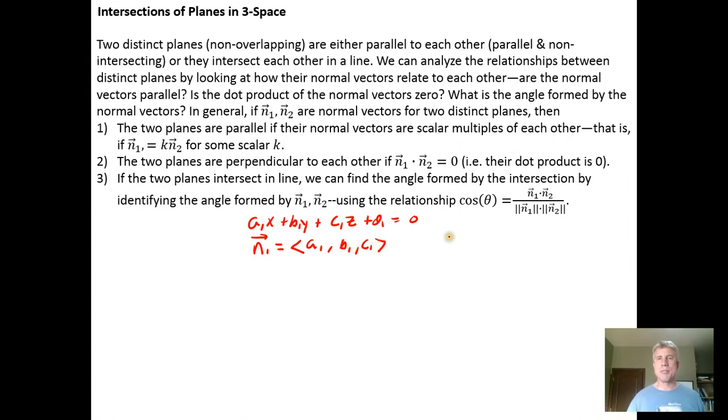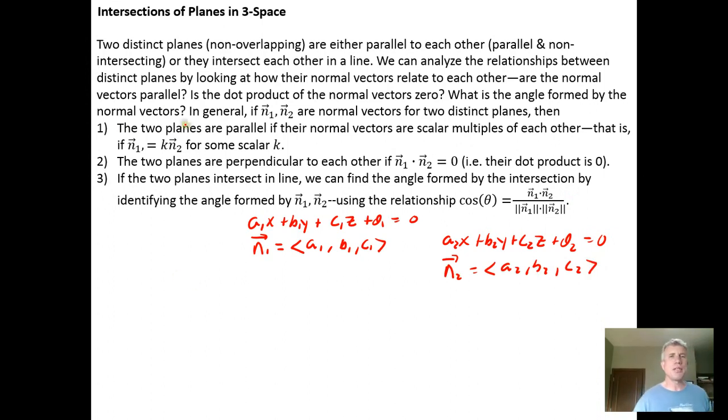And if we have a second plane, let's give it coefficients a sub 2 x plus b sub 2 y plus c sub 2 z plus d sub 2 equals 0. There's going to be a vector perpendicular to this plane given by its coefficients for the x, y, z terms. So there's going to be a normal vector, call it n sub 2, given by a sub 2, b sub 2, and c sub 2.